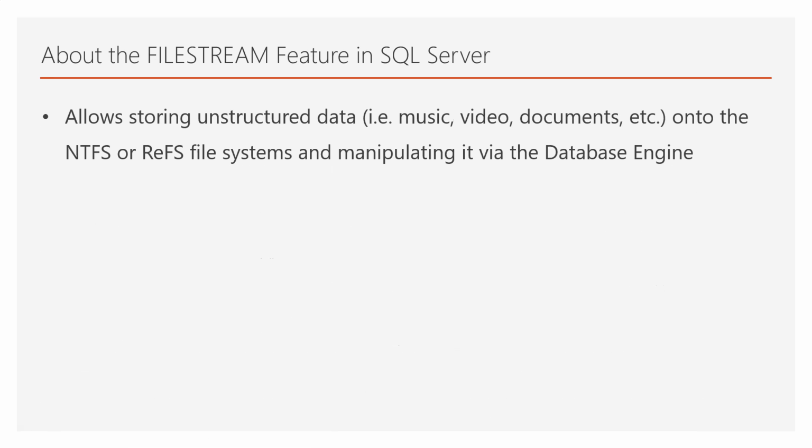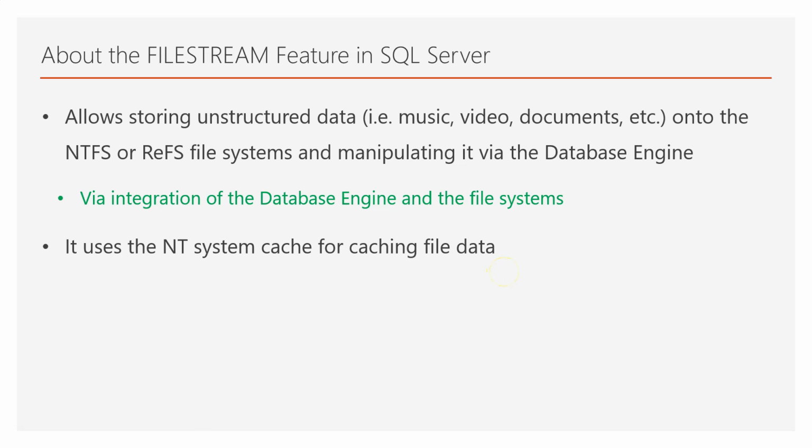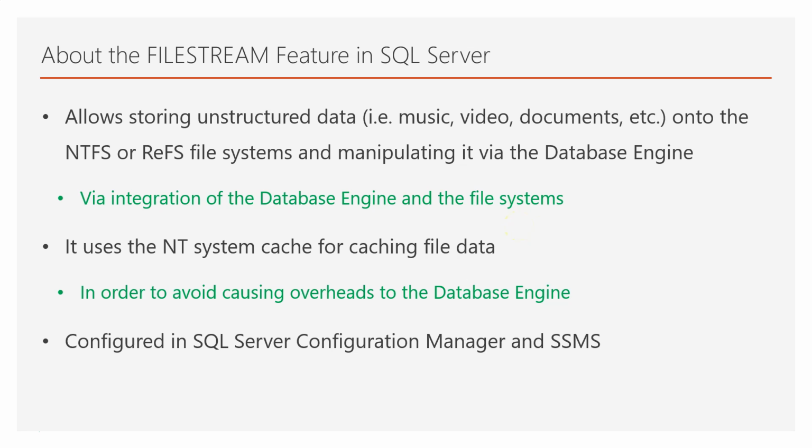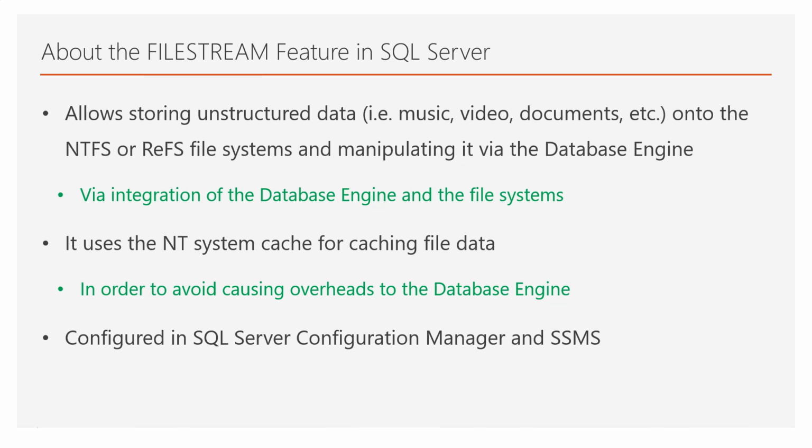The FILESTREAM feature allows storing unstructured data, for example, music files, video files, documents, and other types of files, onto the NTFS or ReFS file systems and manipulating it via the database engine. This can be achieved via integration of the database engine and the file systems listed above. Note that the FILESTREAM feature in SQL Server uses the NT system cache for caching file data in order to avoid causing overheads to the database engine. Note that the FILESTREAM feature in SQL Server can be configured in SQL Server Configuration Manager and SSMS.